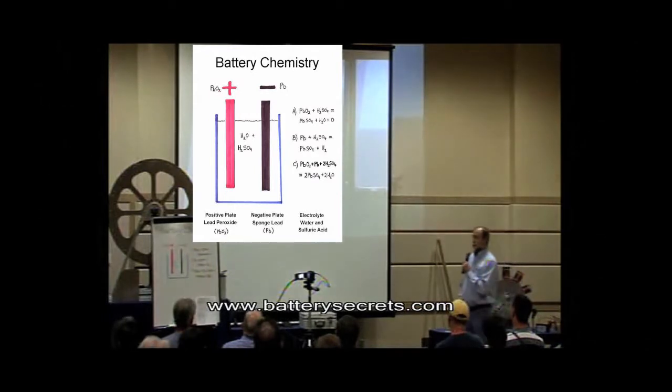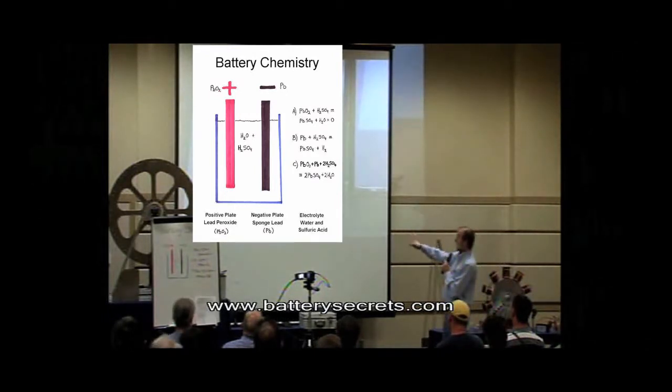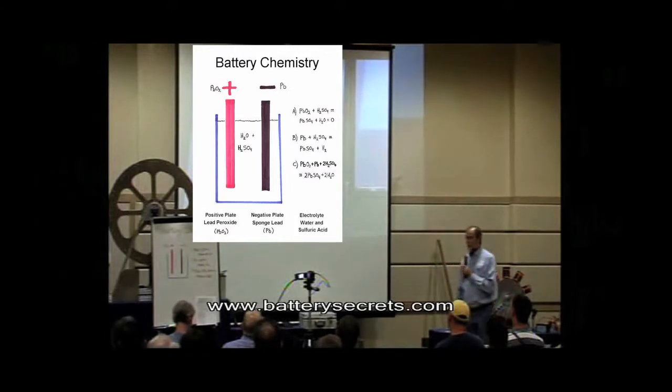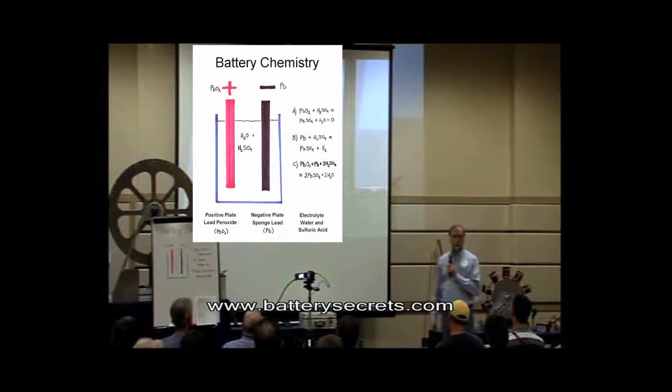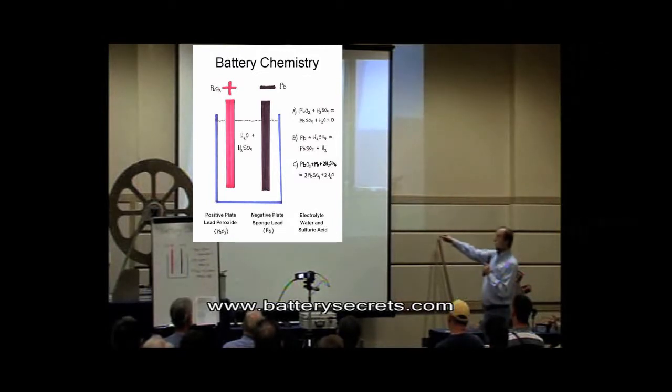So what's happening is that the positive plate here is what we'll call the sacrificial lamb. This is what we're tearing apart. We're chemically tearing apart the positive plate. And so the oxygen connects with the hydrogen, and the lead connects with the sulfate, and so we get this reaction. We get lead sulfate plus water plus an extra oxygen.